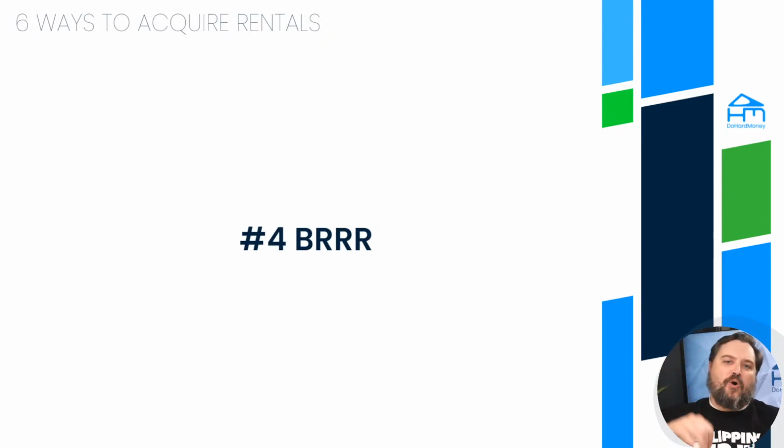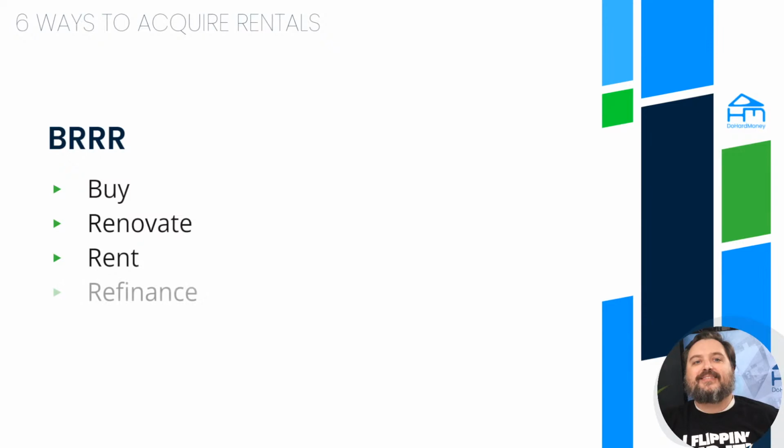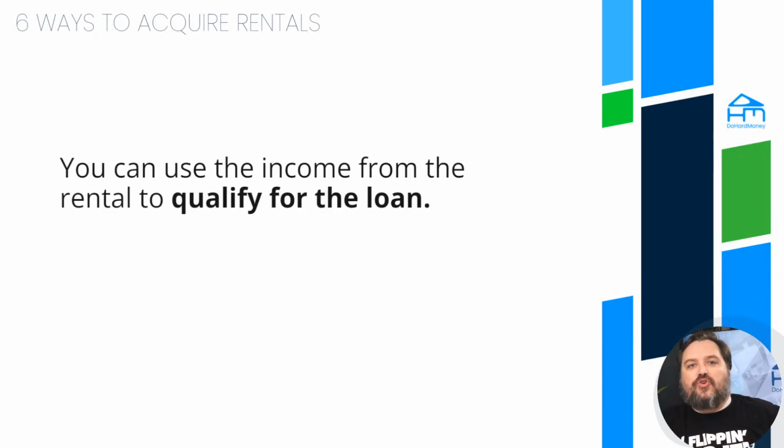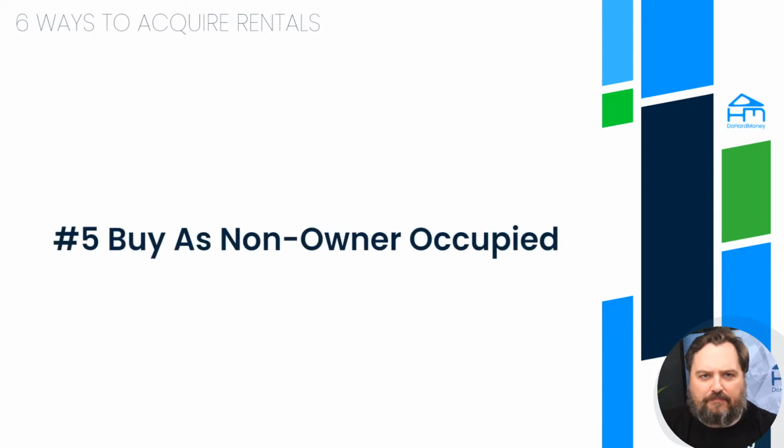All right, number 4 we're gonna be talking about is the BRRRR, which stands for buy, renovate, rent, and refinance. So you're gonna say, why would I wanna go through and do all of this? Well, the idea is that you can buy with little to no money and end up with a piece of real estate, okay? You can use the income from the rental to qualify for the new loan that you're going to be getting for the financing, which really helps with your debt to income ratio.